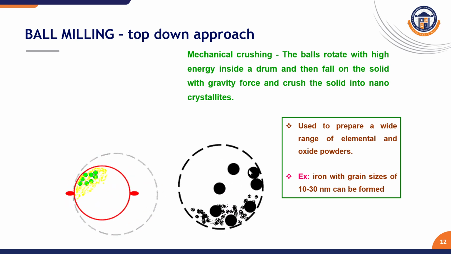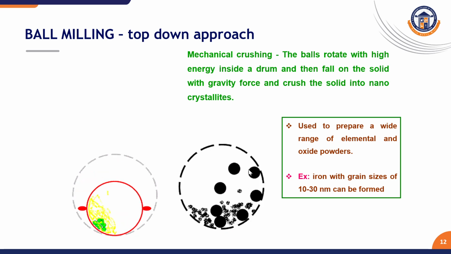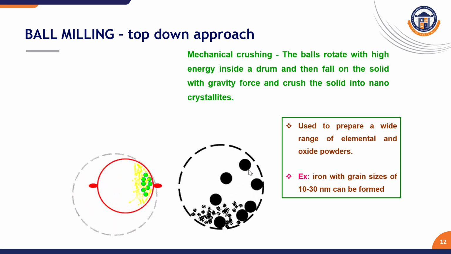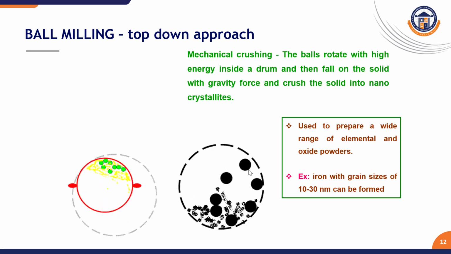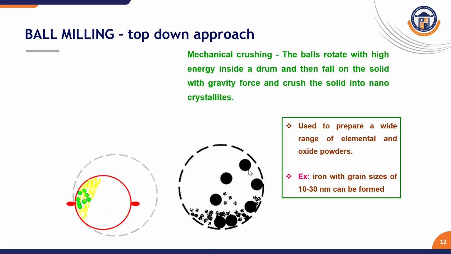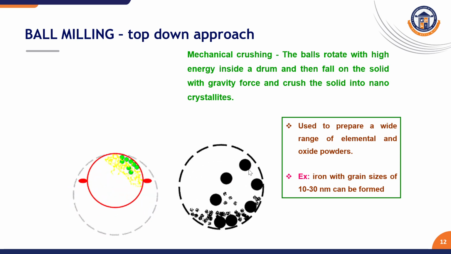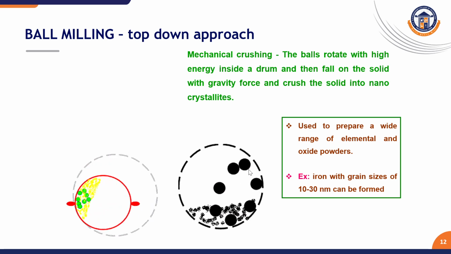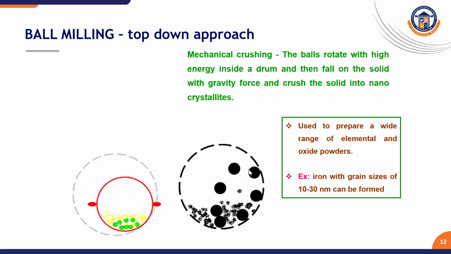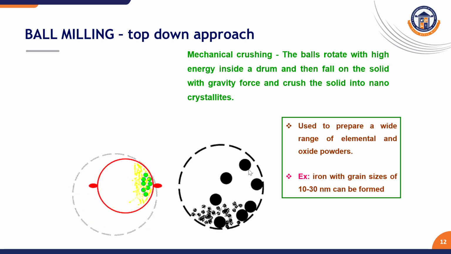So this method has some advantages also. Nano powders in the range of 2 to 20 nanometer can be produced. The final size depends on the speed of ball rotation, and the cost of this method is very minimal.